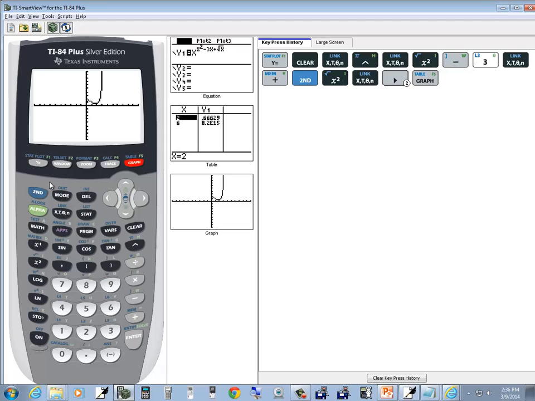Again, to exit out of anything, you do second mode, and that's graphing on a TI-84 Plus Silver Edition, Math Print Edition.